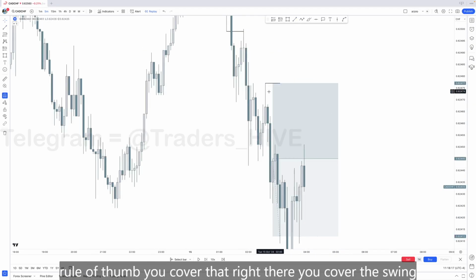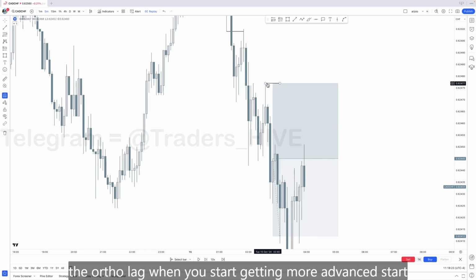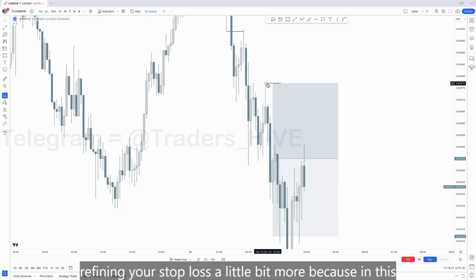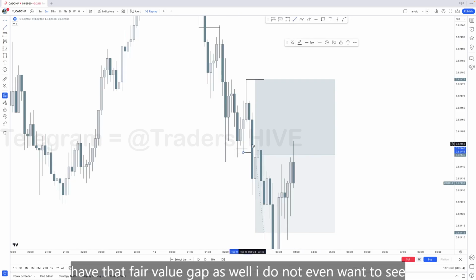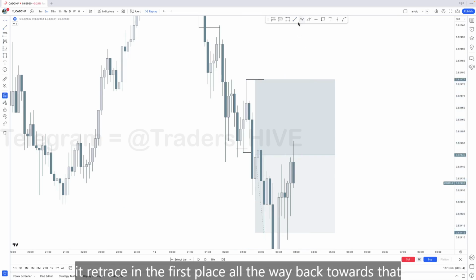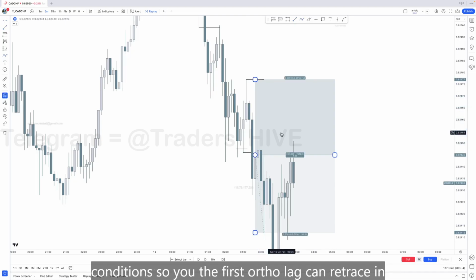As a general rule of thumb, you cover that right there. You cover the swing high, the last line of defense essentially of the order flow leg. When you start getting more advanced, start refining your stop loss a little bit more. Because in this example, we have a fair value area sitting right there. We have that fair value gap as well. I do not even want to see it retrace in the first place all the way back towards that level right there. Otherwise, for me, it's just low probability conditions.